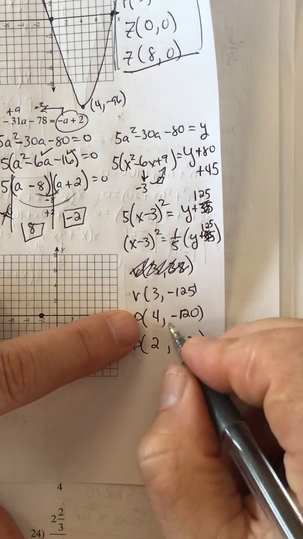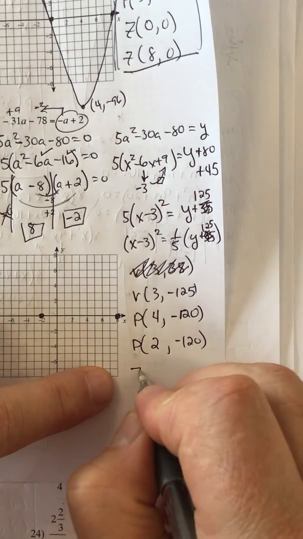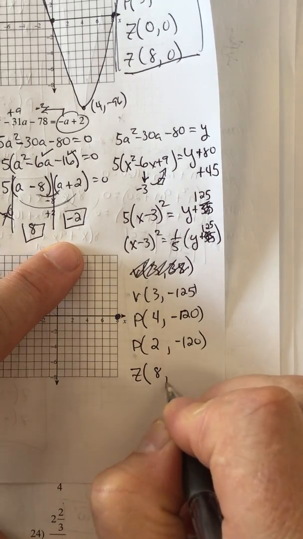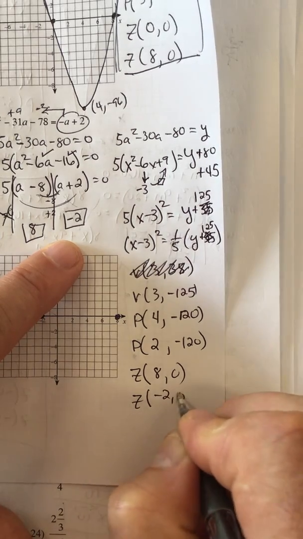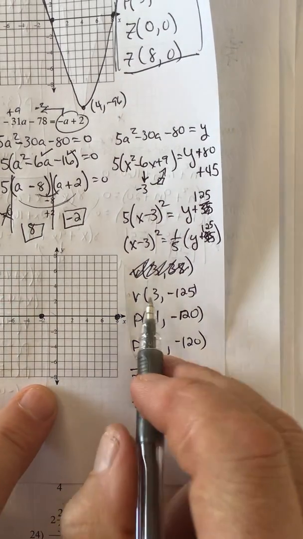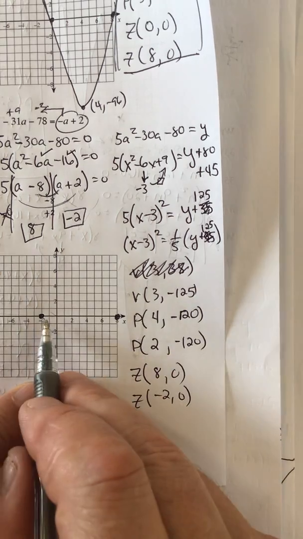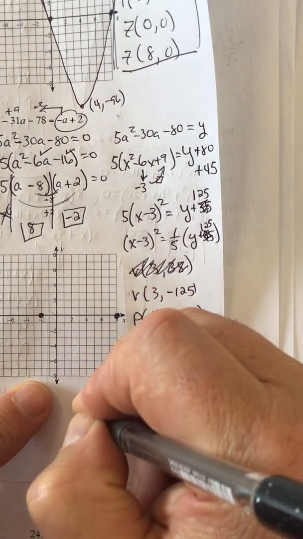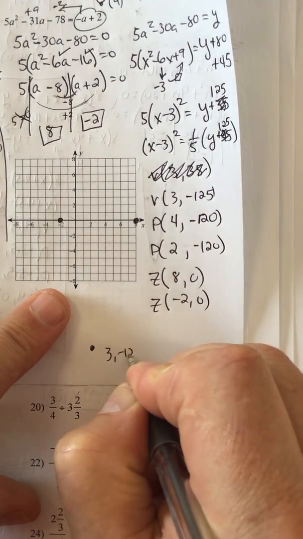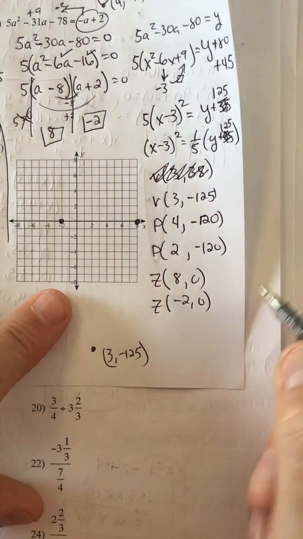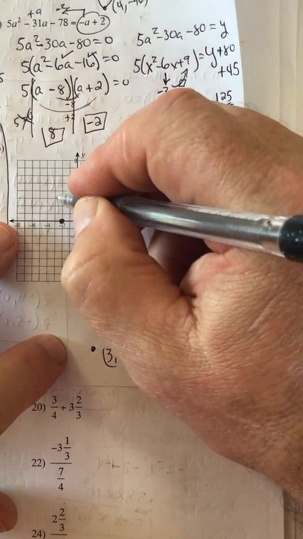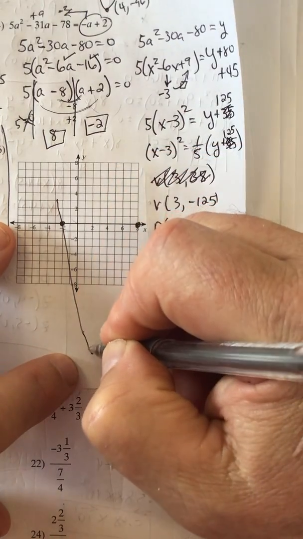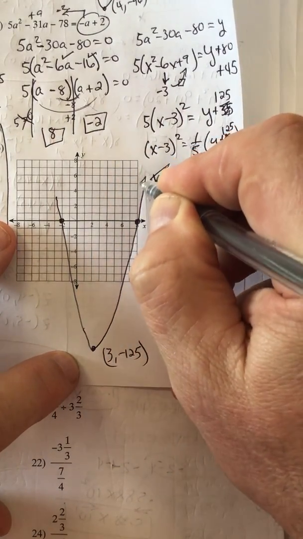So those two are obviously not on the grid. And then the zeros were at 8, 0, and negative 2, 0. So I'll plot this one, 3, negative 125. 3, negative 125 is way down here. When you do that, just label it like this. The other two are going to be difficult to graph. They're right next to it. So I'll just leave those two off the picture.